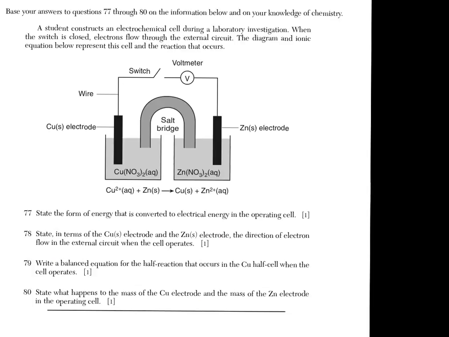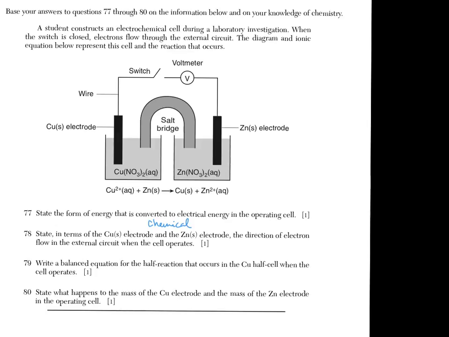All right, 77 to 80. Here we have a voltaic cell, because we have 2 half cells, a salt bridge, and a voltmeter, which are the known components of a voltaic cell. Here we are looking for the form of energy that is converted to electrical energy. For voltaic cells, you go from chemical to electrical, because it takes the energy from a chemical reaction to produce electrical energy, whereas electrolytic cells go the opposite way.